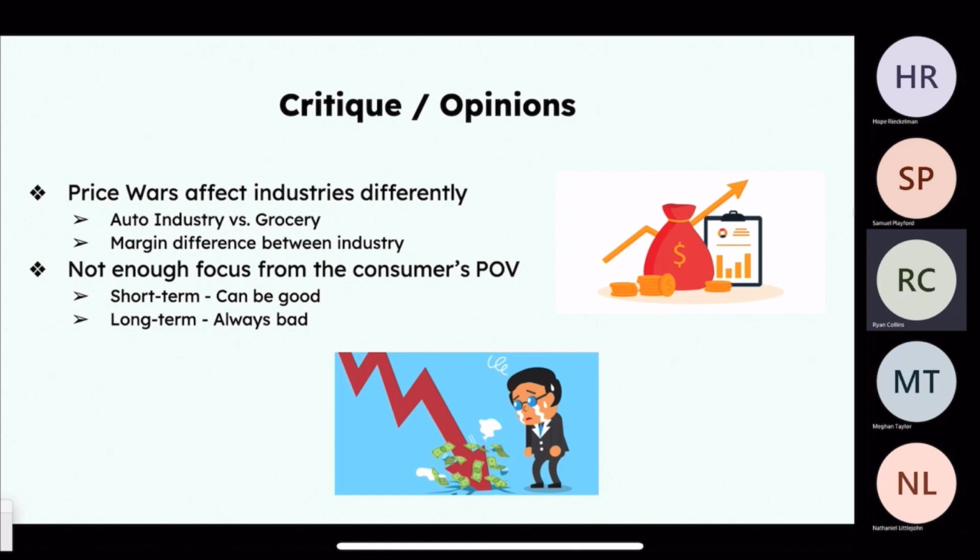However, looking at the long term, this is always bad. Why? Because eventually, when price wars go through their entire life cycle, they will lead to one company winning or surviving through the price war. This will allow the facilitation of a price increase, as they now have a monopoly over the entire market.